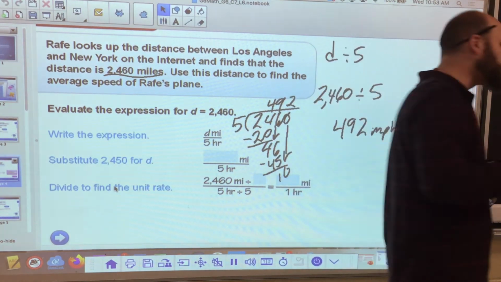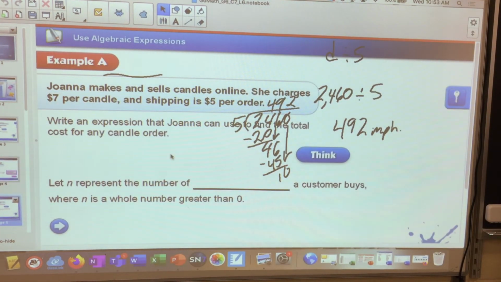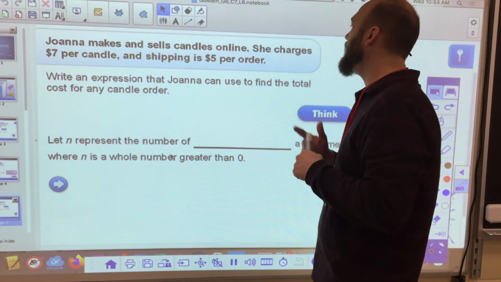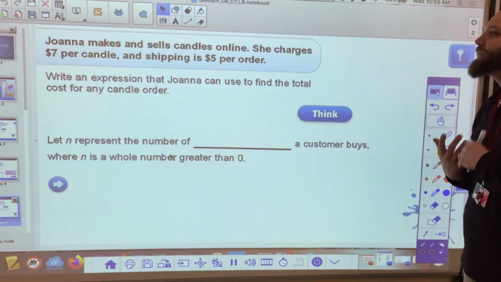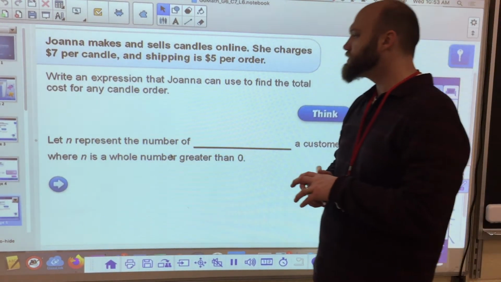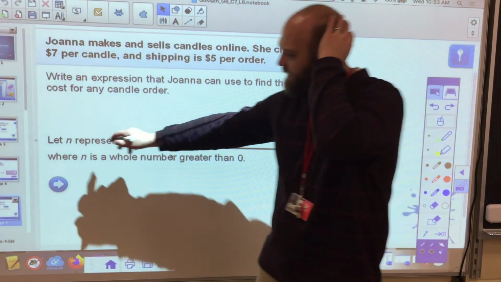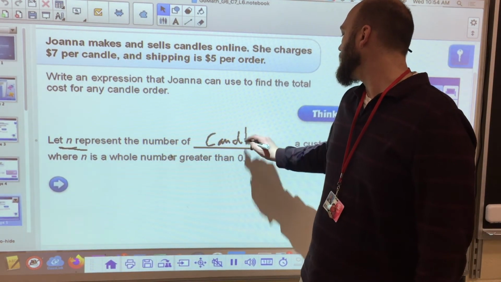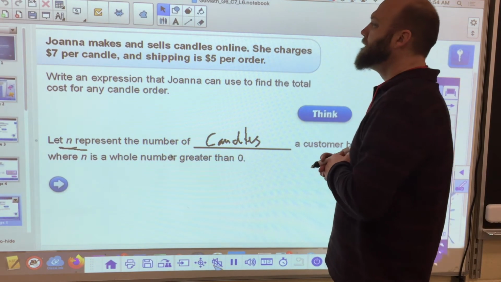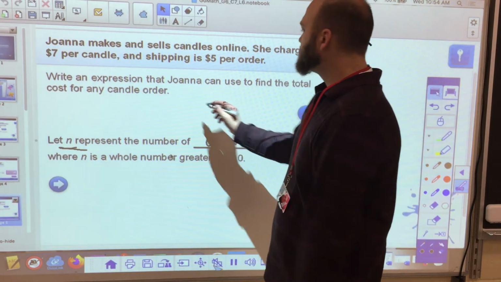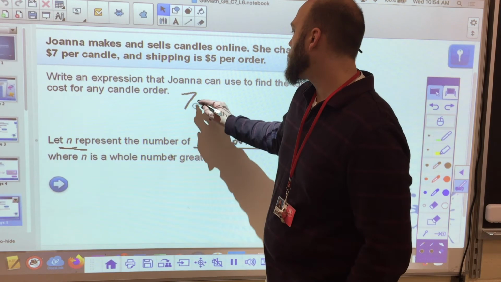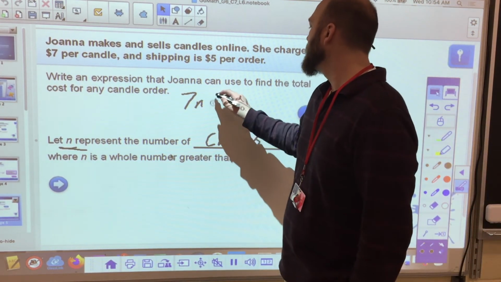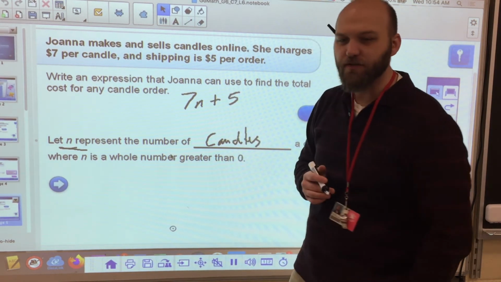All right, so let's look at just one more. If I took this concept and I know that Joanna makes and sells candles online. She charges $7 per candle, and shipping is $5 per order. So, if N represents the number of candles that a customer buys, every candle is $7. So I take $7 multiplied by the number of candles, so 7 times N, plus $5 for shipping.